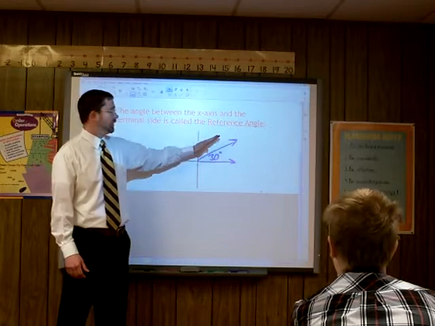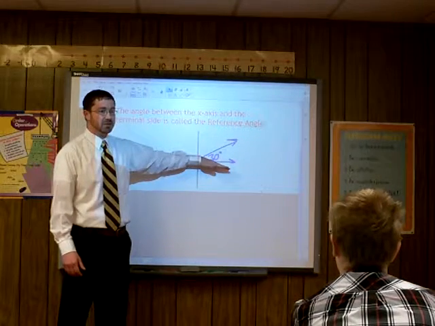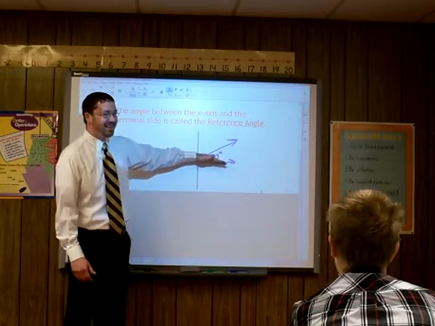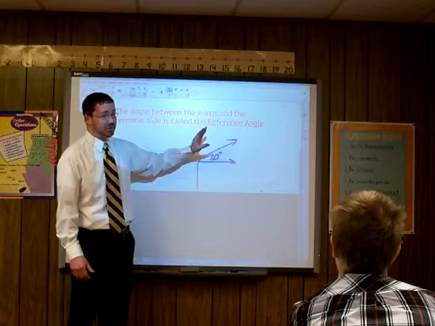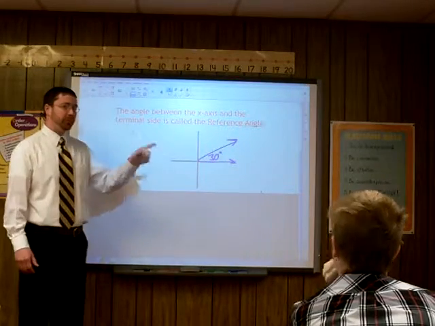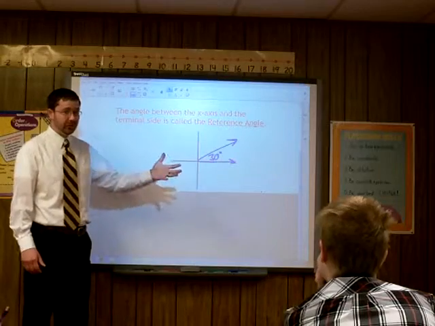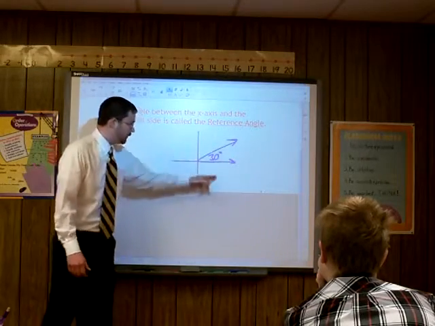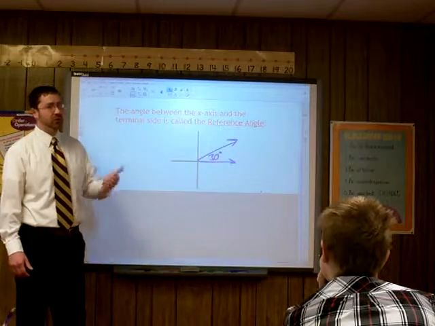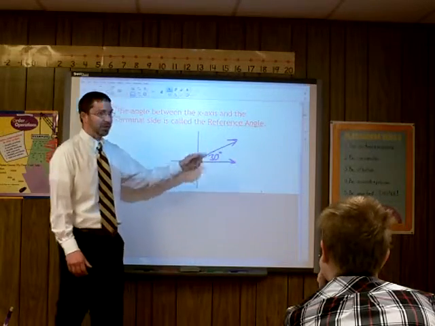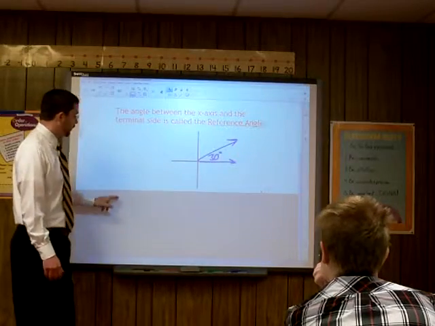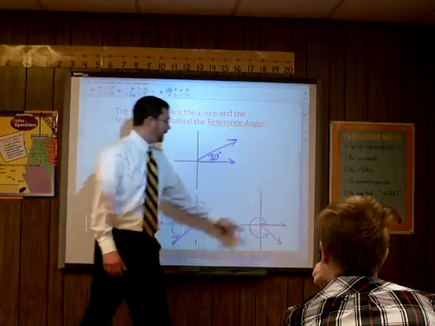What's the angle between the terminal side and the x-axis? 30 degrees, that's right. In the first quadrant, the angle is the reference angle. However, there are 4 total angles in our 360 degrees that have a 30-degree reference angle. And of course, you guys know we could take more laps around and give more angles that have a 30-degree reference angle. But let's look at these 3.